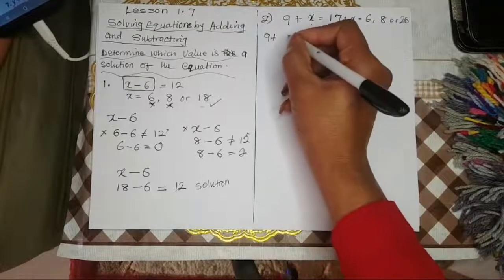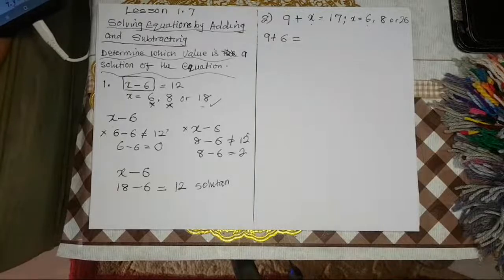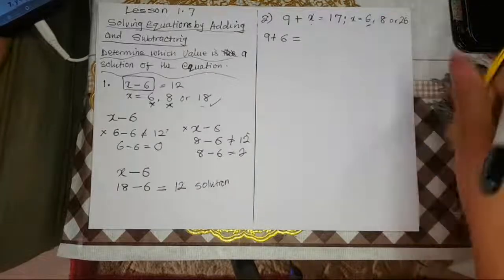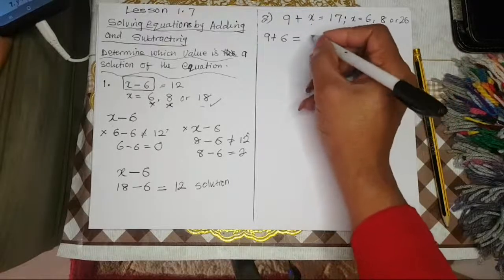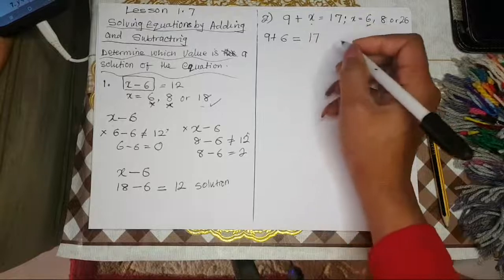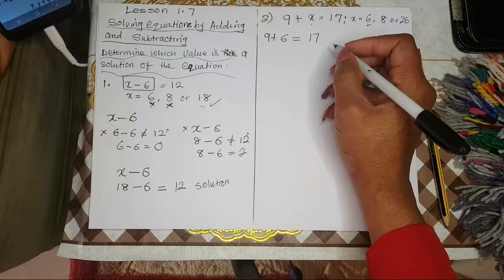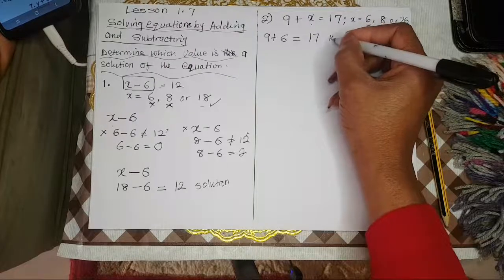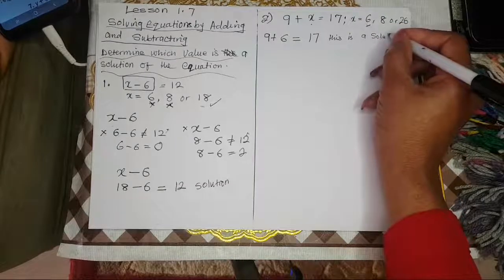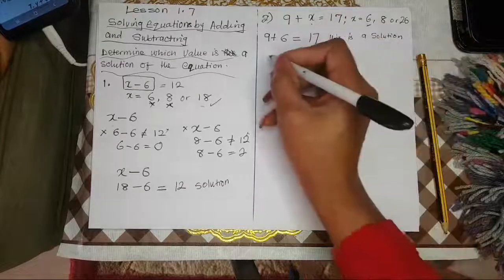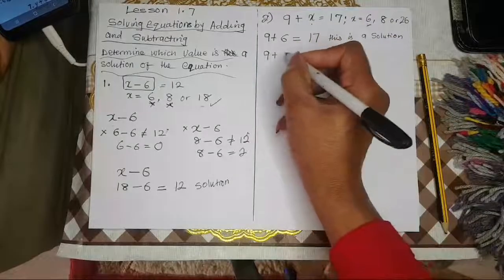9 plus 6. Is 9 plus 6 17? We're using the first one. Anywhere you see x, you put 6. What is 9 plus 6? 9 plus 6 is 17, okay? So 9 plus 6 being 17, which means this is a solution. But why don't we try? Let's keep going. Anywhere you see x, we're going to try again. 9 plus 8.